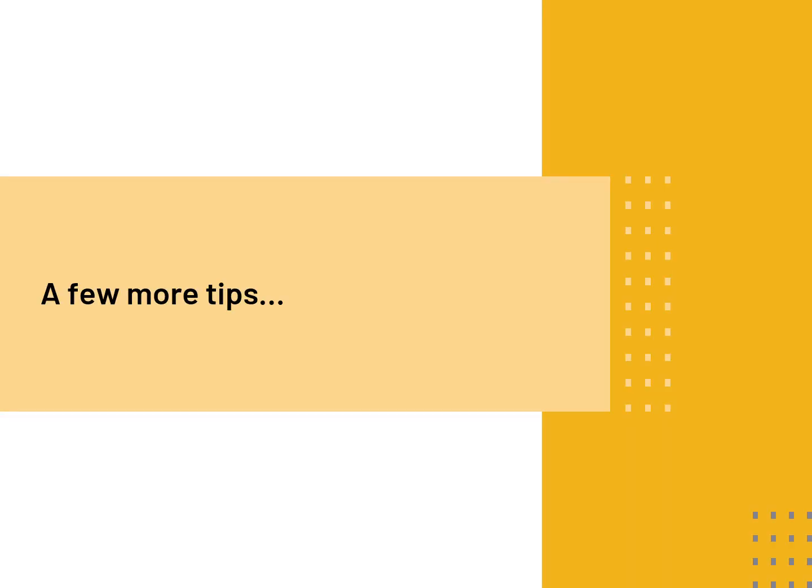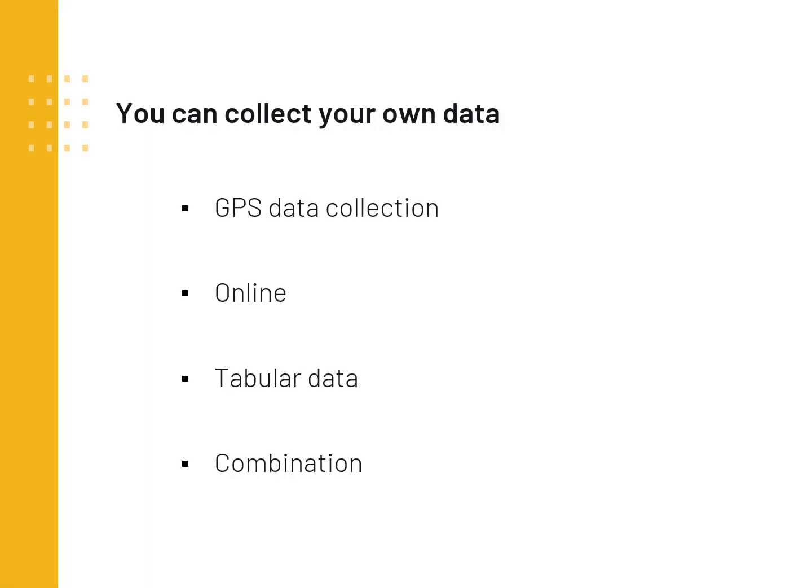A couple more tips to think about. If you can't find the data you're looking for, you can collect your own. You can use GPS to collect your data locations. You can go online and see what data is available there. You can use tabular data if you find it, or some combination of all of these options.